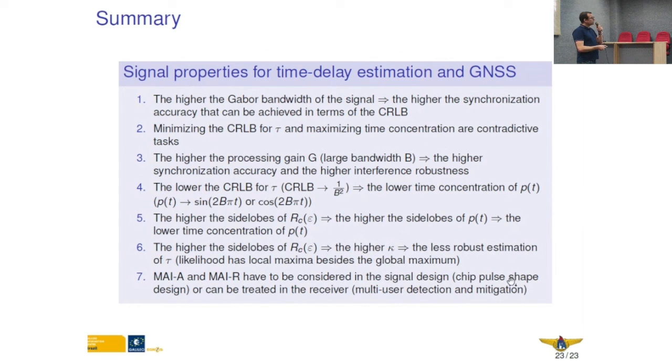In general, we could combat both MAI and MPR also in the receiver using multi-user detection and mitigation, which is not done today to a great extent in GNSS, but as I said, could be an important topic for future work, because in my opinion we are moving to an interference-limited system, while we started decades ago with noise-limited systems.